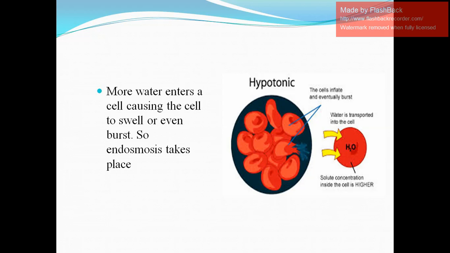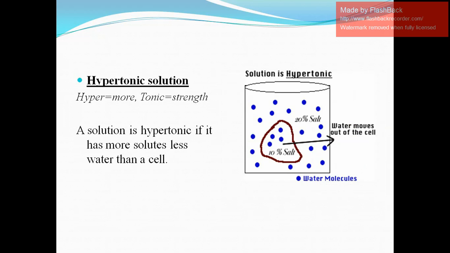We can simply say osmosis is taking place, and this inward diffusion of water from the solution into the cell, passing through the cell membrane, is called endosmosis. So when we place the cell in a hypotonic solution, endosmosis takes place. Next we come to hypertonic solution. In hypertonic, the word hyper means more, and tonic means strength. A solution is said to be hypertonic if it has more solute and less water.